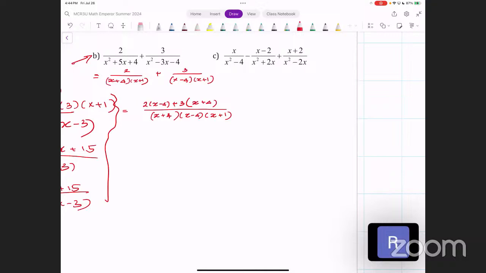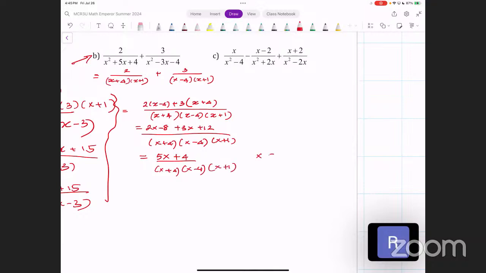Are you following that? So now 2x minus 8 plus 3x plus 12. So that is going to be 5x plus 4. Restriction, x cannot be 4, x cannot be negative 4, x cannot be negative 1.